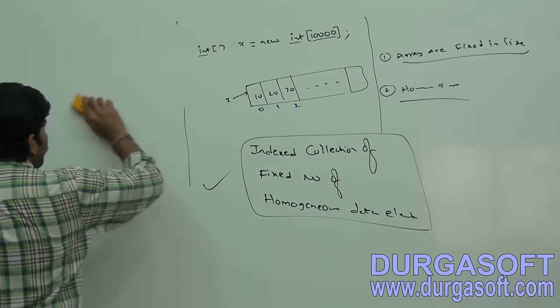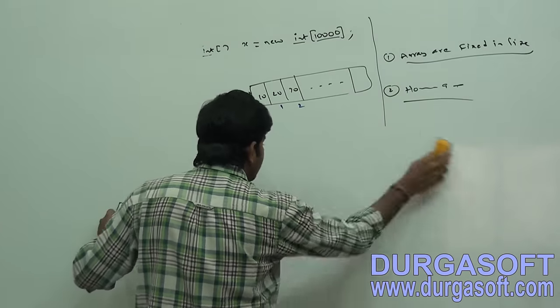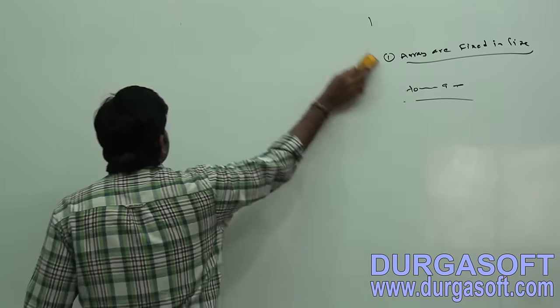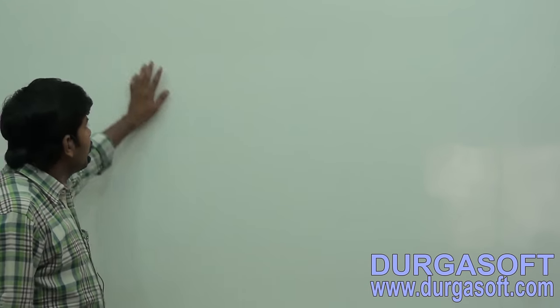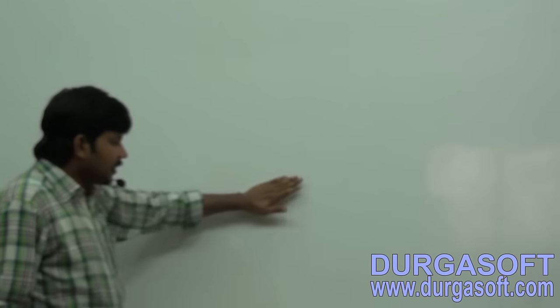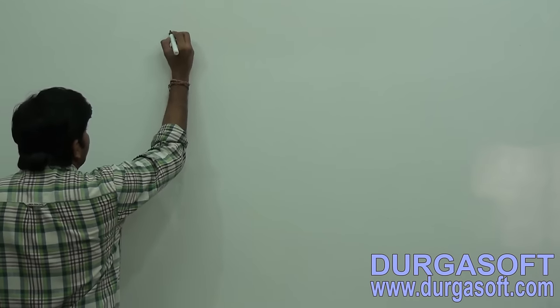Array declaration. Now, take very very special care about this part. Sir, how to declare an array? In that, first let me talk about one dimensional array declaration. One dimensional array declaration. Now, take very very special care about this point.